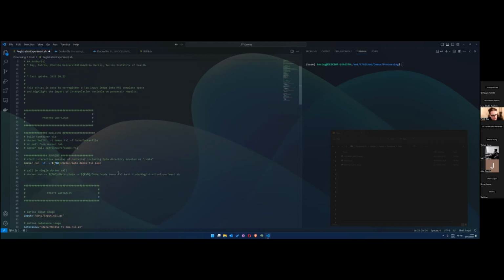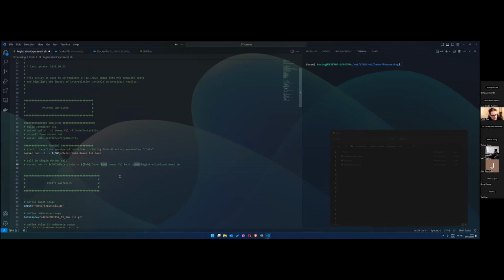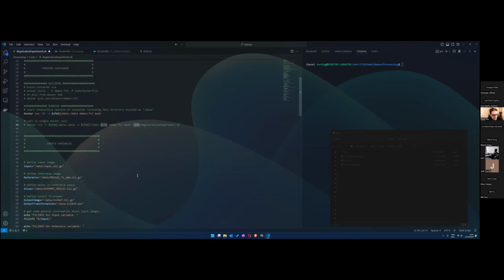And then there are 2 ways of running this. You can either start an interactive shell, which is what we're going to do now because we want to look at the actual steps, or you can directly run it by providing the script that you want to run inside of the container. If you want to learn more about containers, I would suggest you play around with this a little bit, download the code from the eBrains Colab and play around with it.